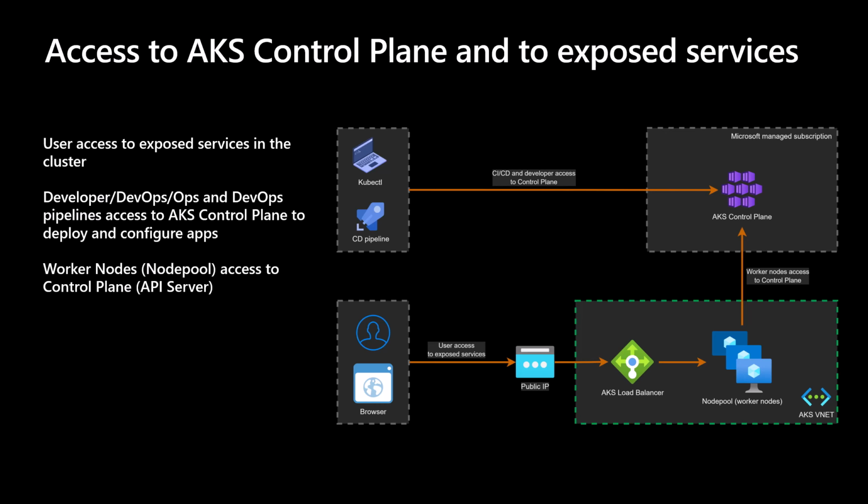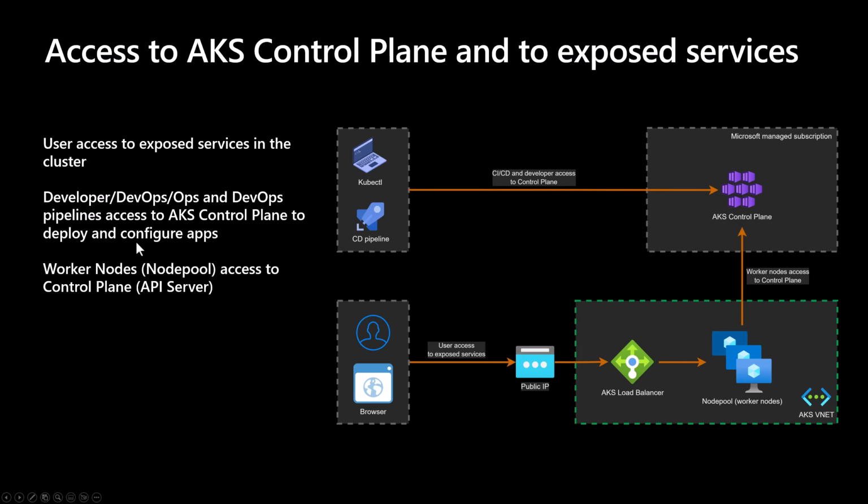First of all, we would have the user who wants to access the exposed services inside the cluster. That user will use a public IP address, public load balancer, or an ingress controller, and will be able to reach the pods or the services exposed inside the worker nodes. We will not be talking about this scenario in this video. We'll dismiss it because that's totally another topic. What we'll be talking about instead is the access to the control plane itself.